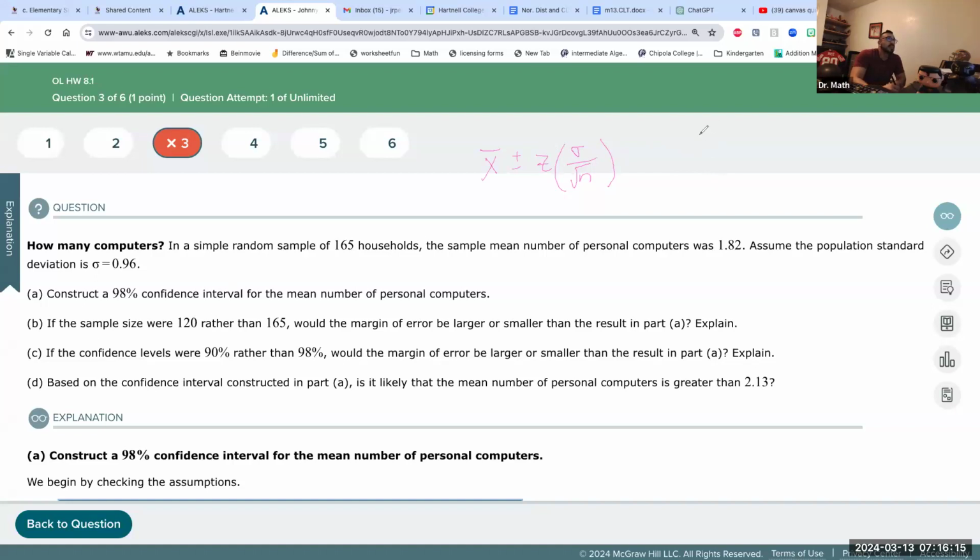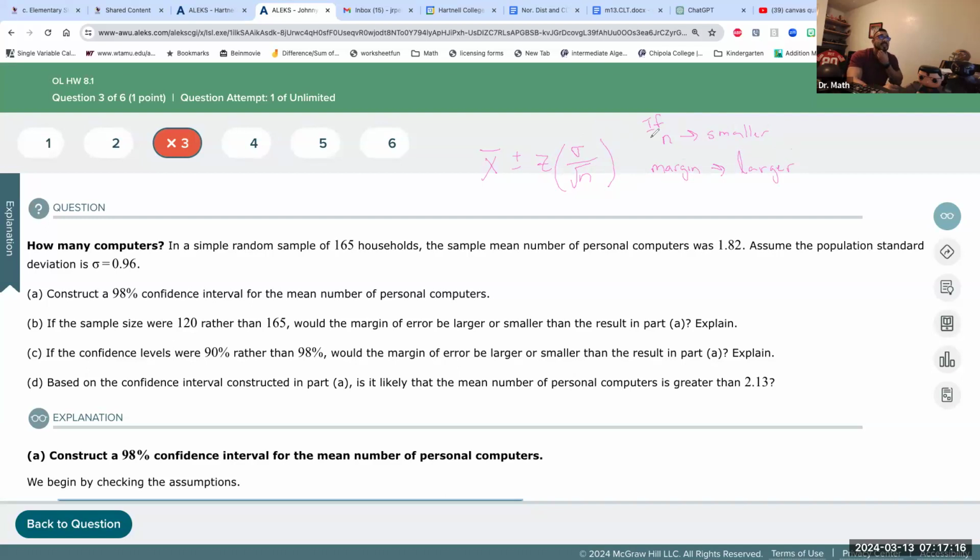If the sample size were smaller, so if n gets smaller, look what happens. You begin to divide by a smaller number. When you divide by a smaller number, your answer is actually bigger, because you're not dividing by some large number. Remember, when you divide, the bigger n gets, the smaller this whole thing gets. So when n gets smaller, the margin of error gets larger.